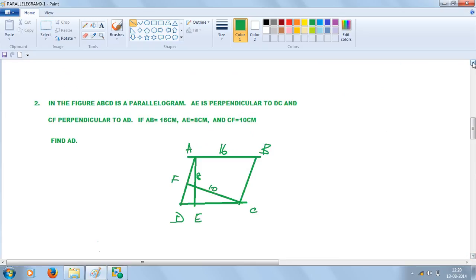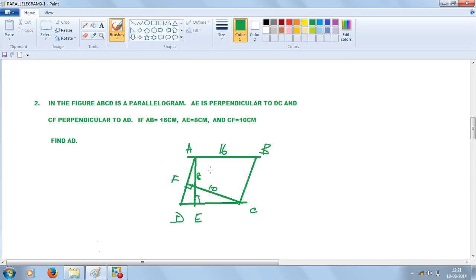So we'll do a small problem. In the figure, ABCD is a parallelogram. AE is perpendicular, this angle is 90 degrees, perpendicular to DC. And CF is also perpendicular.